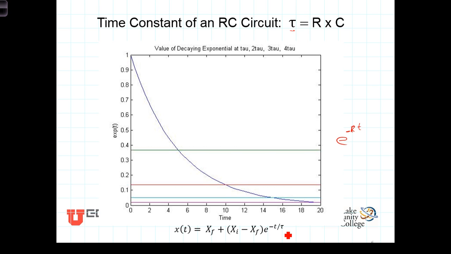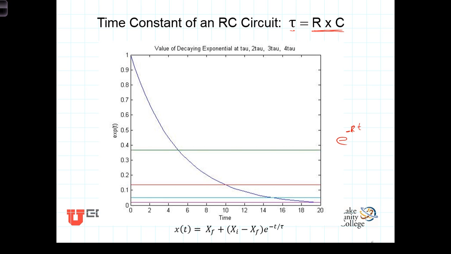Tau, on the other hand, instead of a rate constant, is known as a time constant, and it has units of time. Tau becomes a measure of how quickly the circuit changes. In general, or at least for these RC circuits, tau is equal to the product of R times C, where R is the resistance of the circuit feeding the capacitor, and C is the size of the capacitor.